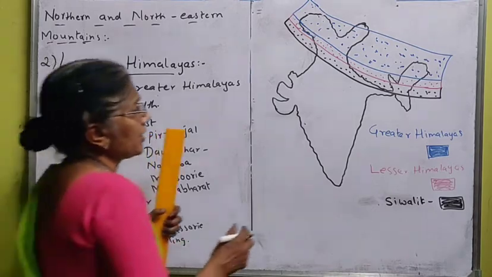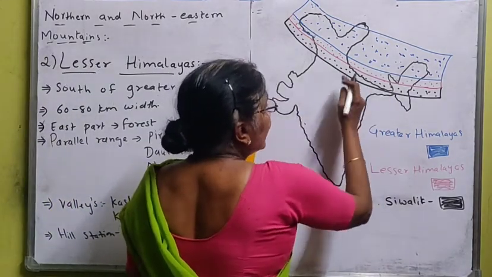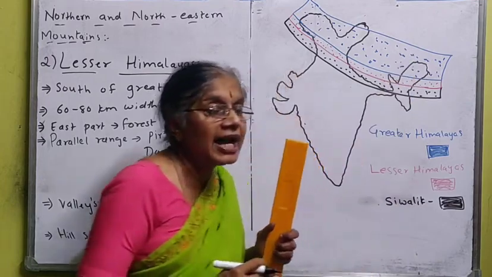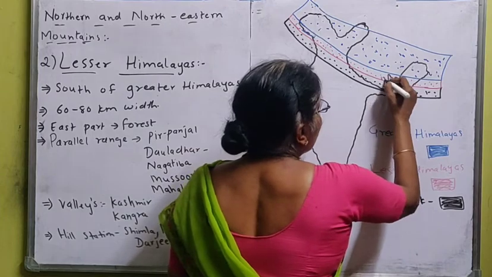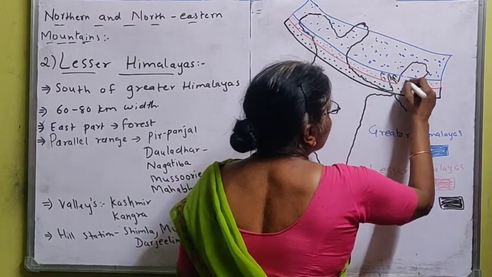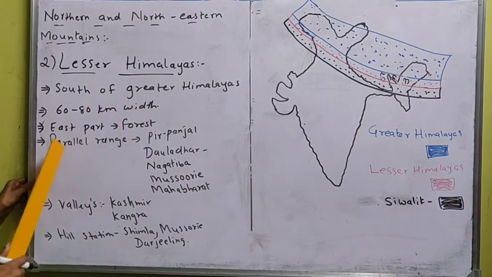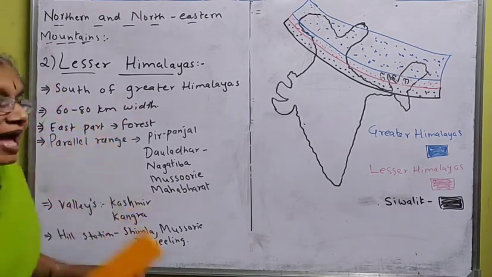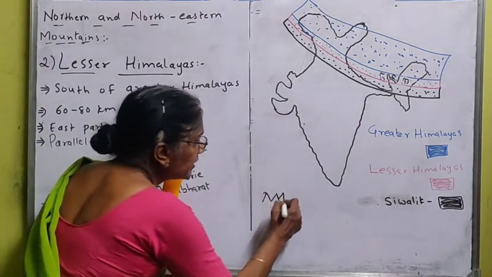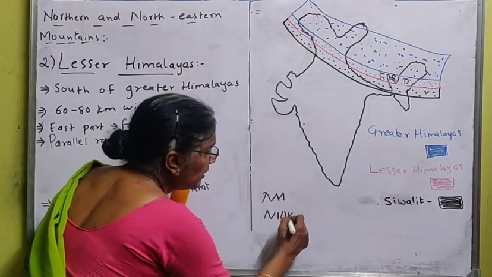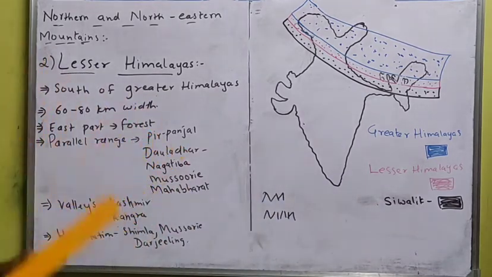The eastern part has more forest area. And there are many parallel ranges. Parallel means, like this, if one range is there, one more range will be beside it. These are called parallel ranges.